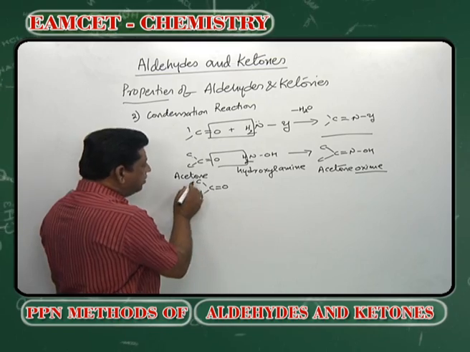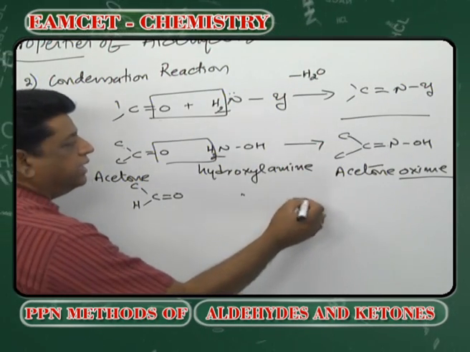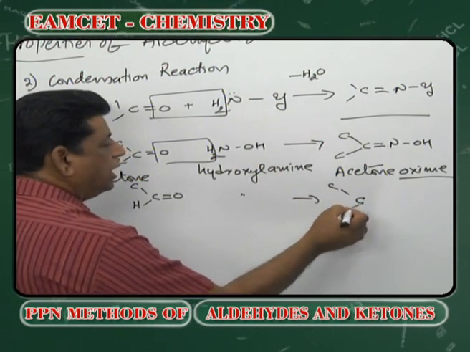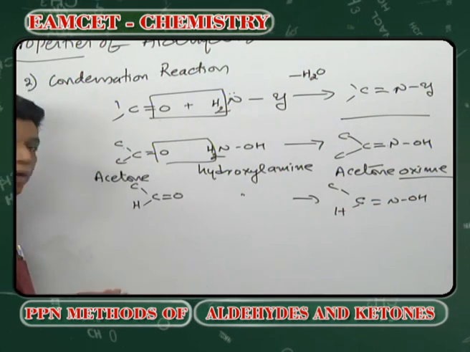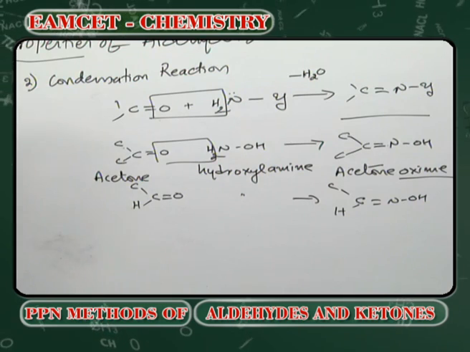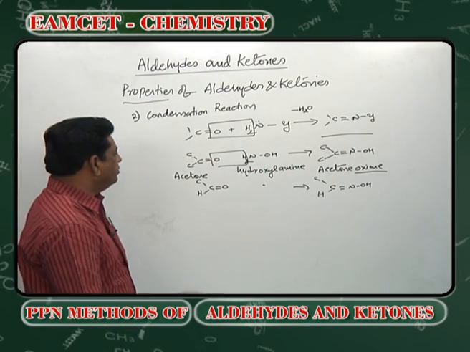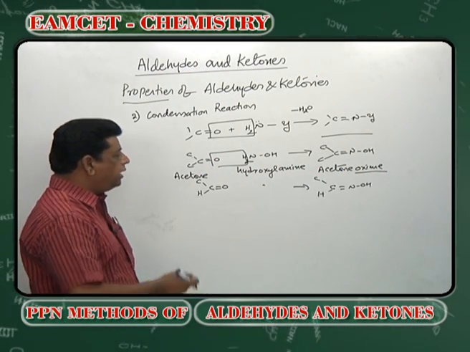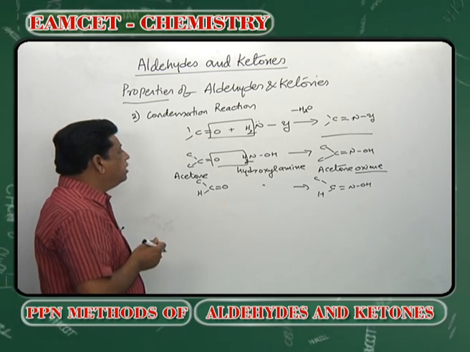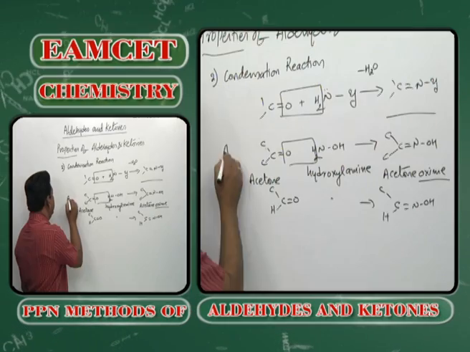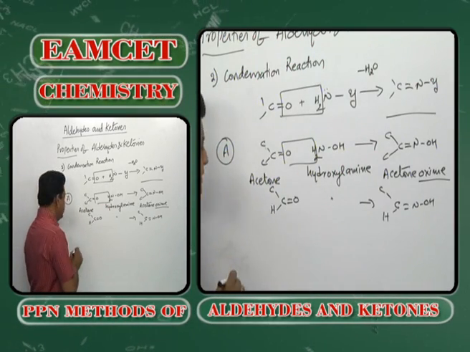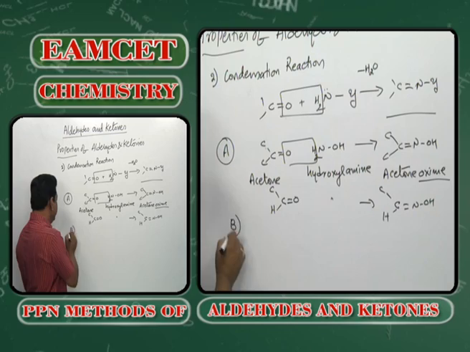Acetaldehyde is nothing but 1 methyl, 1 hydrogen. The similar reagent will give 1 methyl, 1 hydrogen with a double bond to NOH. This is known as acetaldehyde oxime. You can say the total name acetaldehyde oxime or acetaldoxime. So both the compounds are going to give this reaction with this reagent, known as hydroxylamine. Let us go for another reagent.